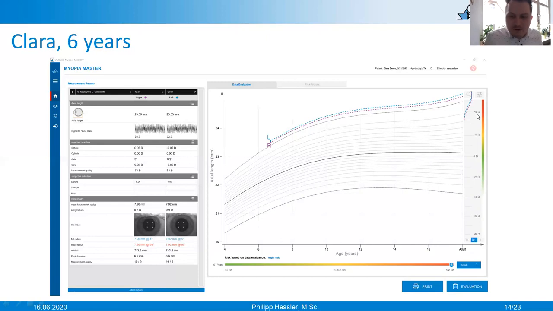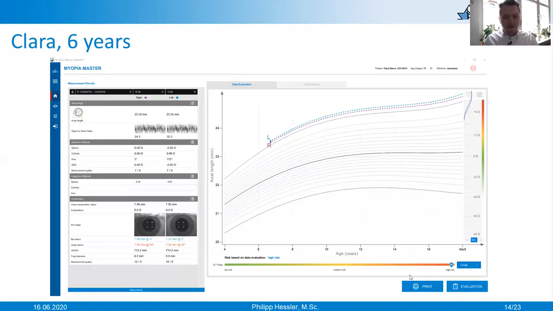And that's what I mean by predicting ametropia, even though it isn't there yet. And this is really a great feature of Myopia Master. Without this device, parents would never have understood the importance of starting preventive actions right now, because with 0 diopters, visual acuity is excellent, isn't it?